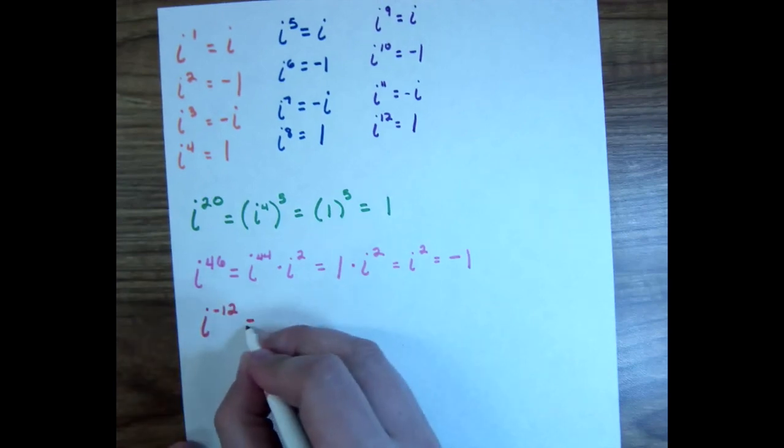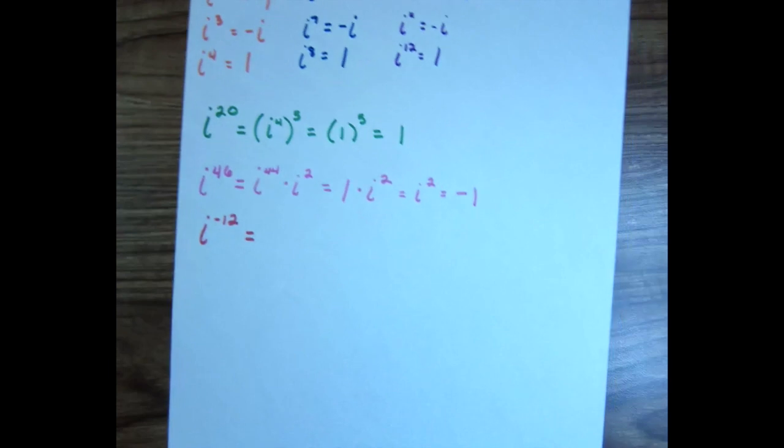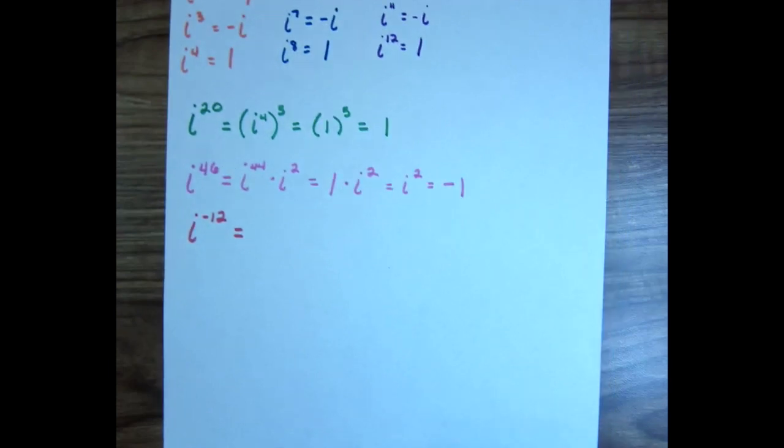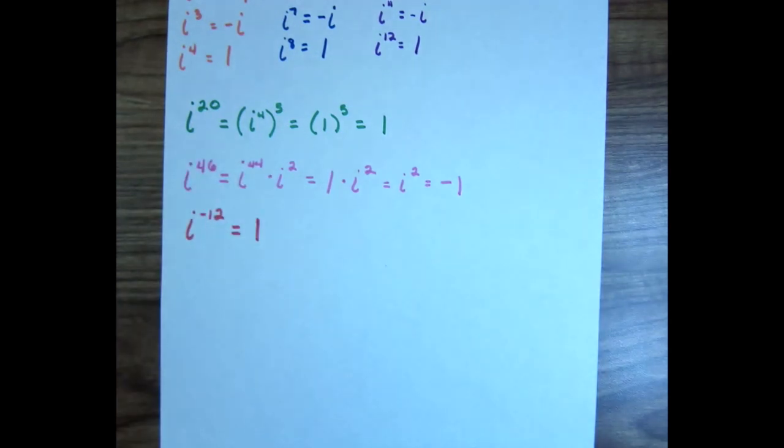What about that one? Does it work the same way going the other direction? Is negative 12 a multiple of 4? Yes. Would it still be 1? Yep. Doesn't matter if it's negative.